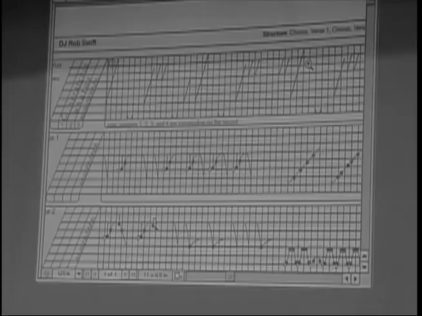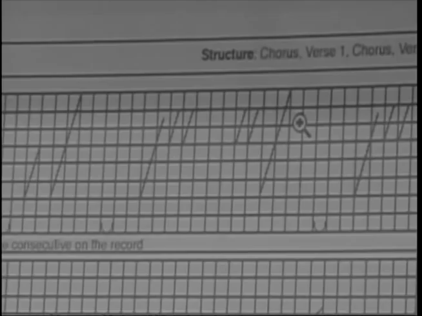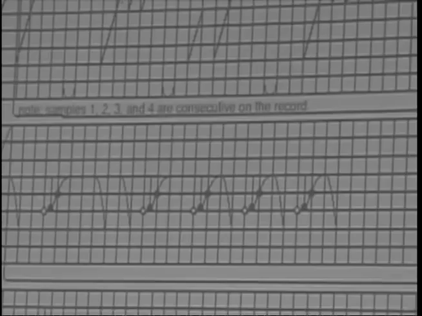We actually translated this piece that was done by DJ Rob Swift from New York, of the Executioners. It was a highly orchestrated piece, and he had memorized this whole piece and does it everywhere, but it was never completely notated. So we took that piece and we notated and transcribed it using our system.